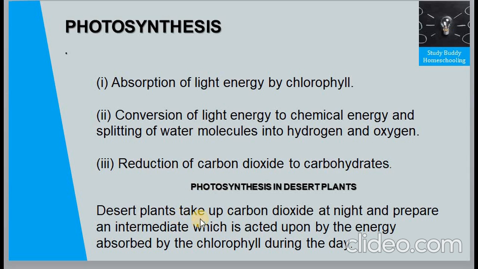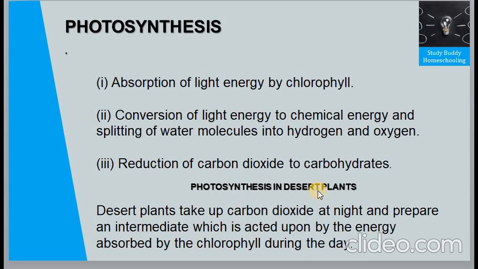So what happens to the desert plants whose stomata are closed during the daytime? Their stomata are closed in the daytime because of excessive sunlight, they cannot afford to lose water. But in the desert plants, the stomata open up in the night. In the night time, CO2 enters in, and this CO2 is converted into an intermediate product, and this intermediate product is acted upon by the energy absorbed by the chlorophyll during the day.